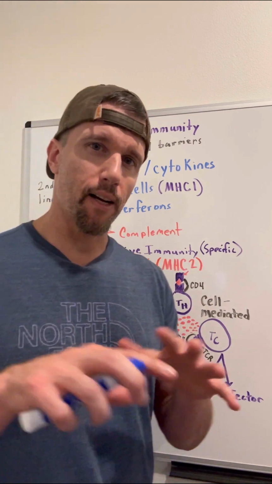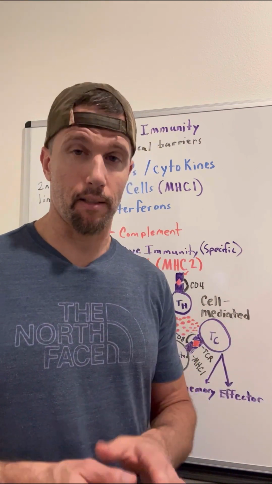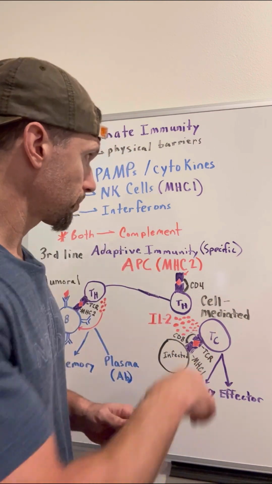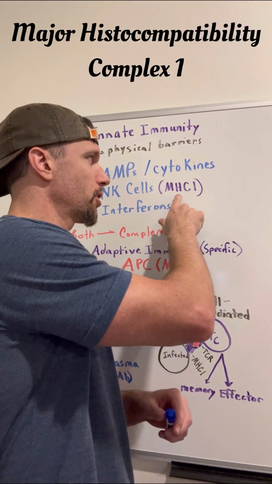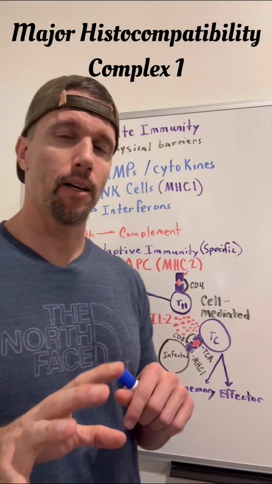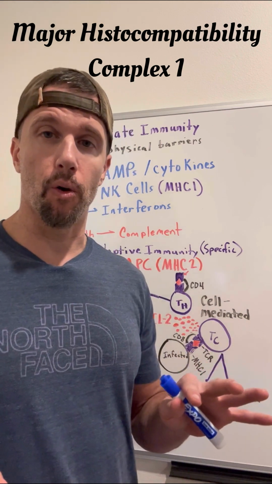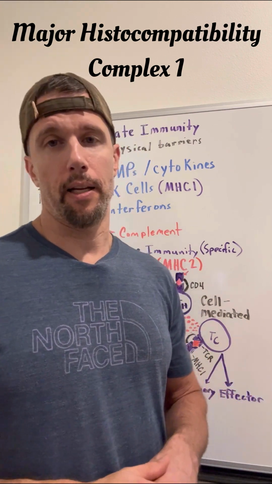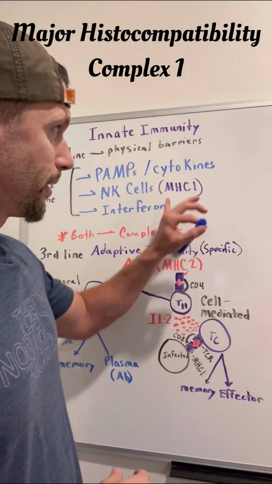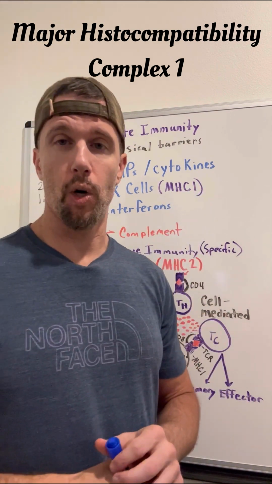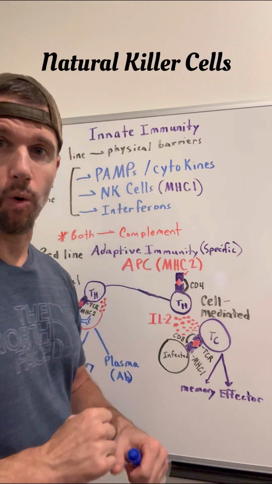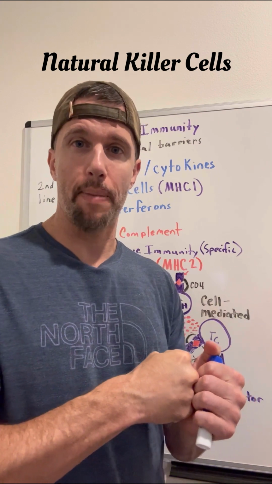All of the nucleated cells in our body, basically every cell but red blood cells, have this molecular pattern on their surface. It's called the major histocompatibility complex 1. That tells our immune cells, leave this cell alone, it's one of us. And if some kind of pathogen comes into the body and doesn't have this MHC1 complex on the surface, then these natural killer cells will go and directly kill that pathogen.